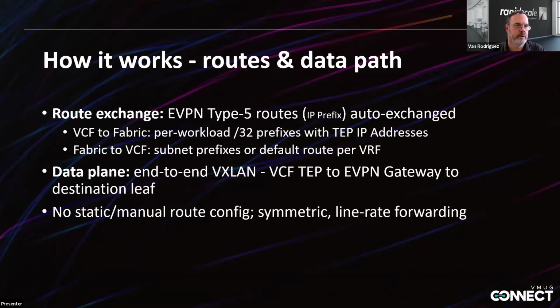So the VCF, as I see it, the VCF route controller is going to control IP and TEP assignments. So if you have a VM that sits on one TEP, and then you vMotion it to another host that sits on another TEP, that route is going to be updated automatically, and then it's going to be propagated up to the fabric network. And they're claiming that there's no static or manual routing configuration, and it's going to be symmetric, and you're going to be able to do line rate forwarding, which we all want because we don't want any bottlenecks in the network.